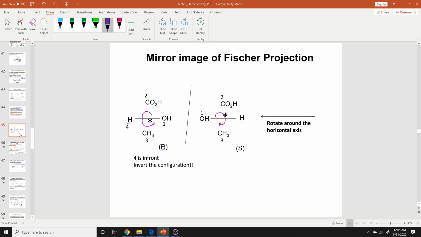Always do the rotation around the horizontal axis. So your rotation here in this case is going to be 1, 2, and 3 around the horizontal axis. This is your rotation in that case. One more thing. When you draw the mirror image of Fisher projection, notice that the vertical line stayed the same in the mirror image. It didn't change. But the horizontal line is the rotation. This is the rotation around the horizontal axis. So I am rotating around the horizontal axis 180 degrees in this case.